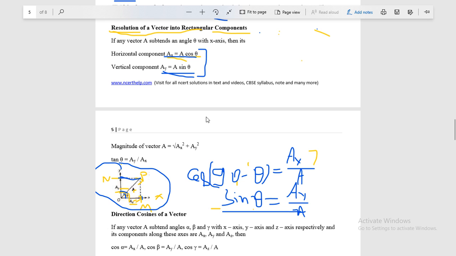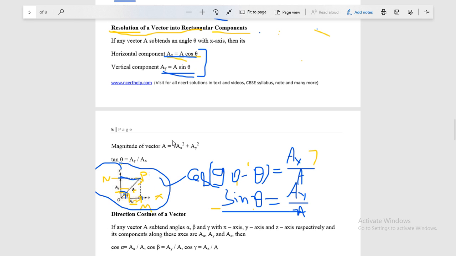If angle theta is taken from y-axis, this will be changed. Okay, so must remember, in this case when AX is equal to A cos theta, then the angle is taken from x-axis. Okay, if the angle is taken from y-axis, then this AX will be equal to A sine theta. Okay, so these will be changed. So must remember, in this derivation this angle theta is taken from the x-axis. Okay, so I hope you understand this point.